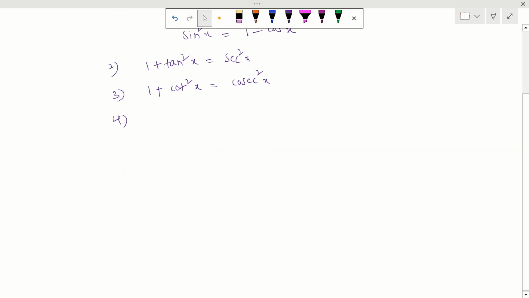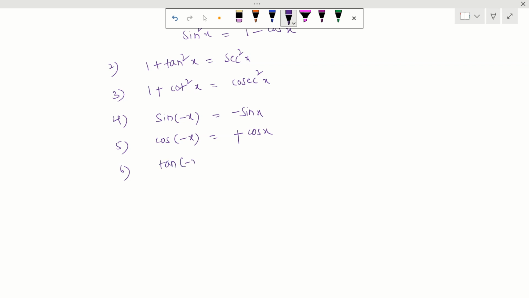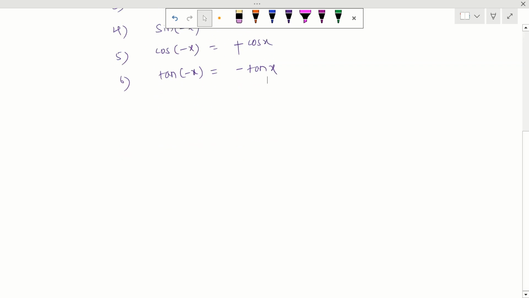The fourth one is what we discussed about negative angles. The sine of minus x is minus sine x. And what about cos of minus x? Cos of minus x is not minus, it is plus cos x. And what about tan? Tan of minus x is obviously negative, because as it is the ratio of sine by cos, and sine is negative, therefore it is negative: minus tan x.